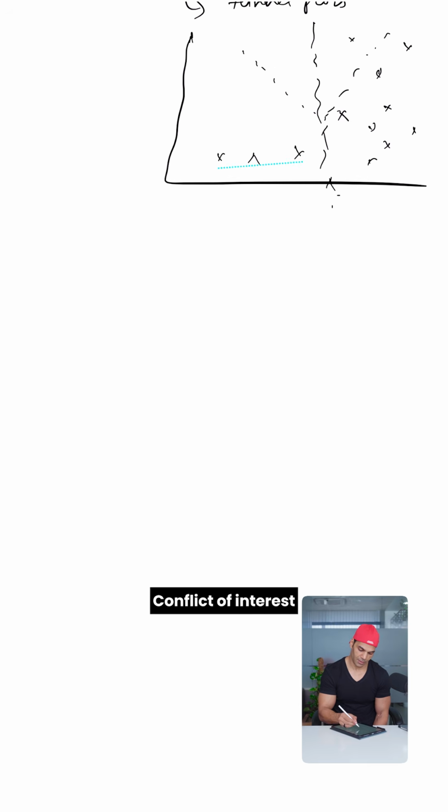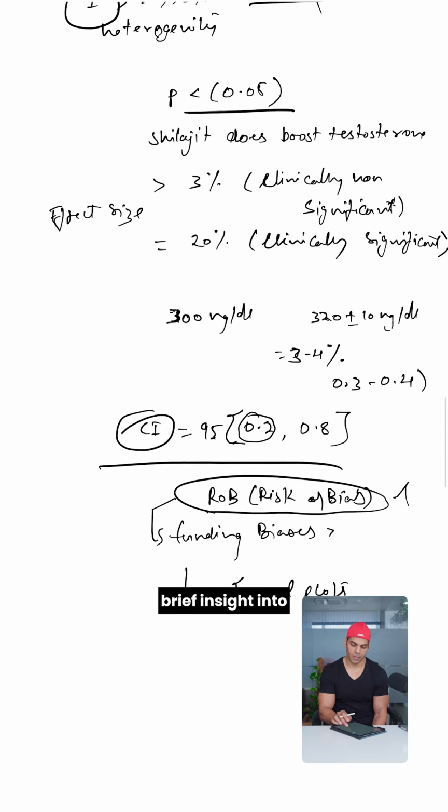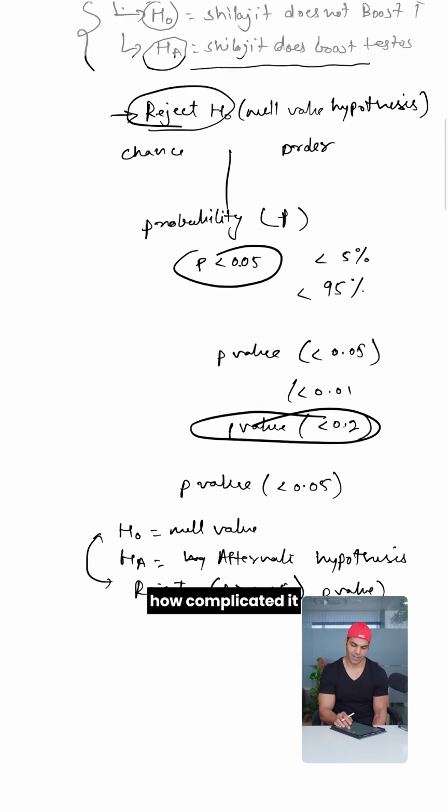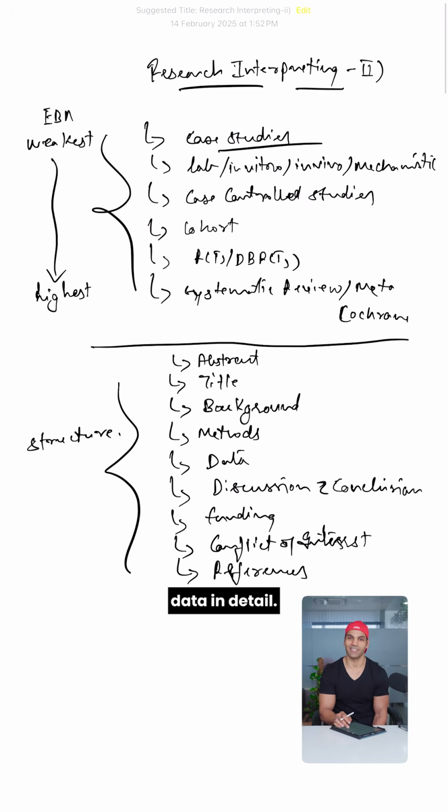Then conflict of interest is something where you have to look into the background of the authors. You have to evaluate who the authors are. Did they hold any kind of position, or are they associated with the organization in some capacity? There are these kinds of things which we also have to evaluate. Now, I hope this gives you some brief insight into how complicated it can get sometimes when you really have to look at the data in detail.